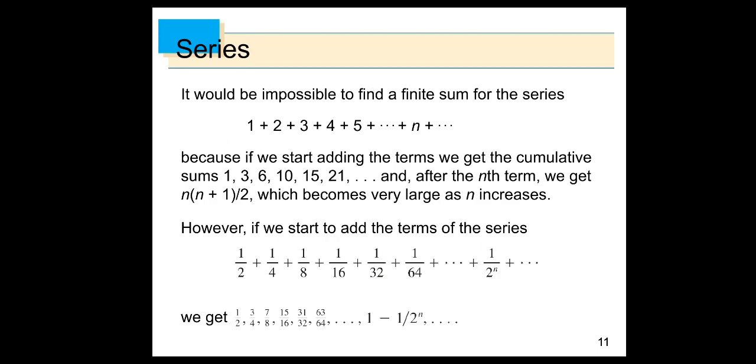It would be impossible to find a finite sum of the series, right? If we just write down 1 plus 2 plus 3 plus 4 plus 5 plus up to n plus infinity, right? Because if we start adding the terms, we get the cumulative sums. What do we get? We'll get 1, 3, 6, 10, 15, 21, and after the nth term we get n into n plus 1 by 2, which becomes very large as n increases, right? So it would be impossible to find a finite sum for the series, right?